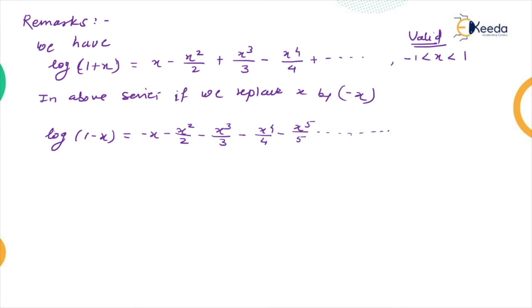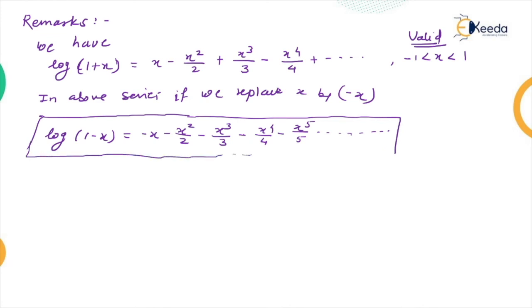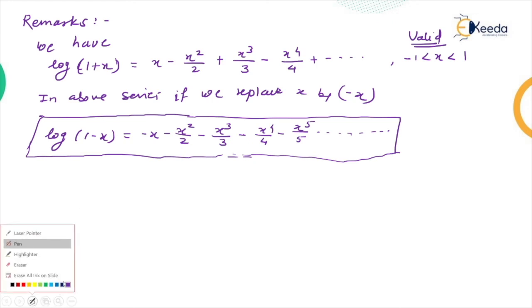Now in this way, this is the log of 1 minus x expansion, right? So in this way we have to write the logarithmic series. After that we are going to discuss the next expansion, that is the expansion of 1 plus x bracket raised to m by using Maclaurin's series.